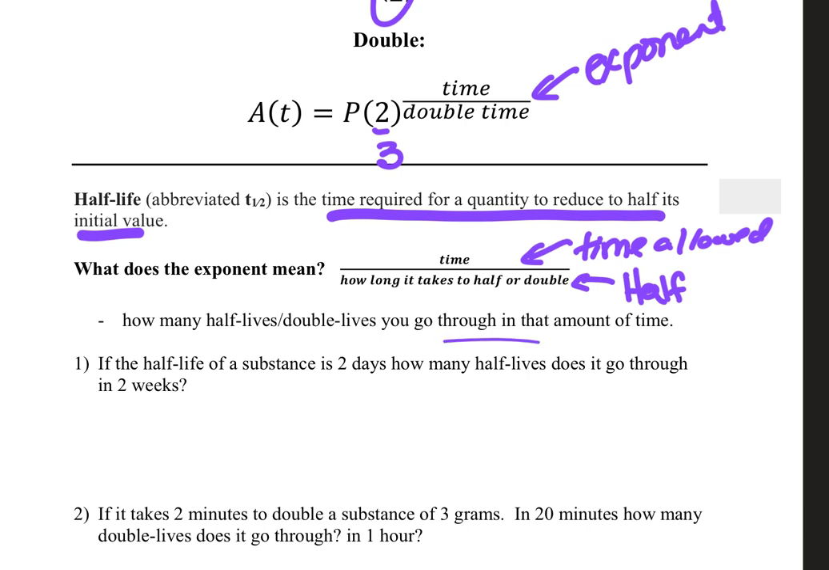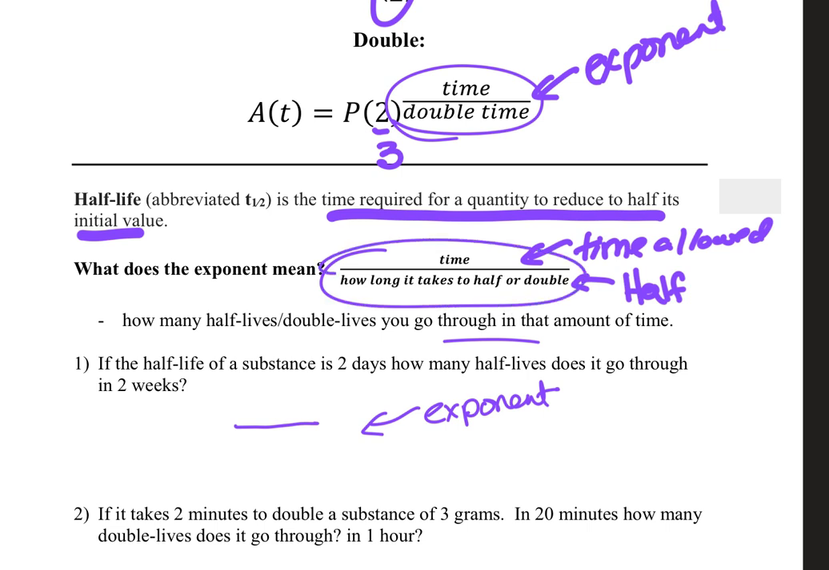So what this says here: if the half-life of a substance is 2 days, how many half-lives does it go through in 2 weeks? This is the exponent of this problem. A lot of us could just go through it mentally. If the half-life is 2 days, then it's 2 days, then 4 days, then 6, then 8, and we just go up to 14 days for 2 weeks. Perfectly fine.